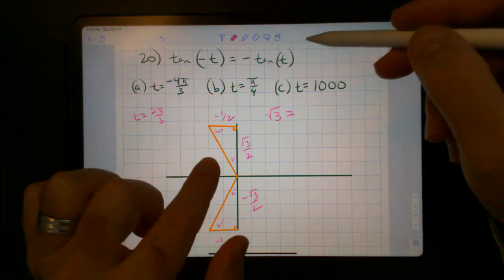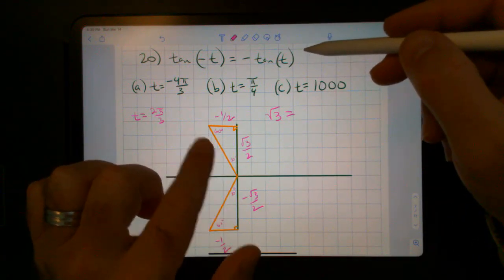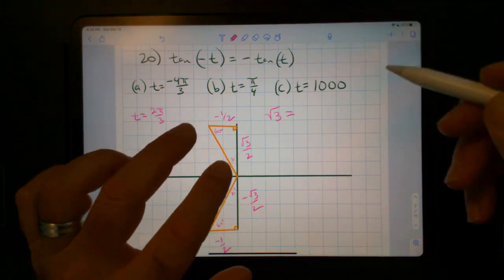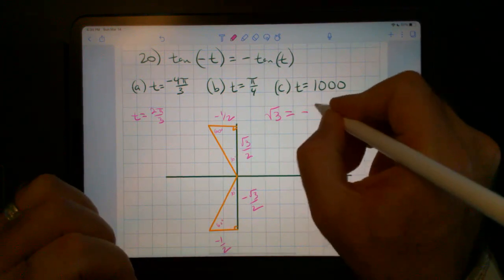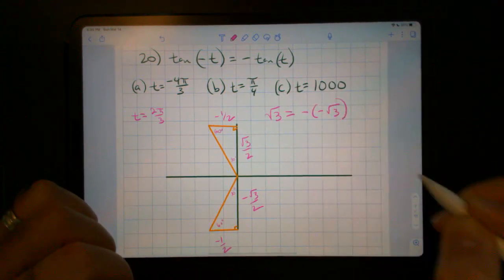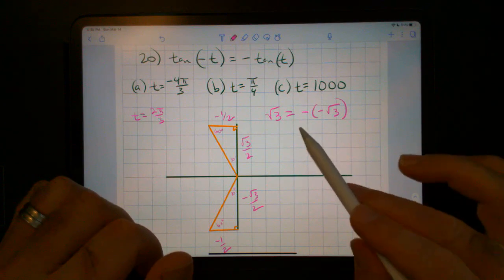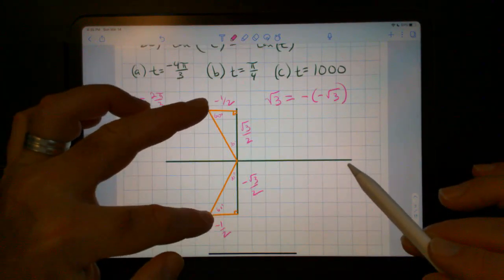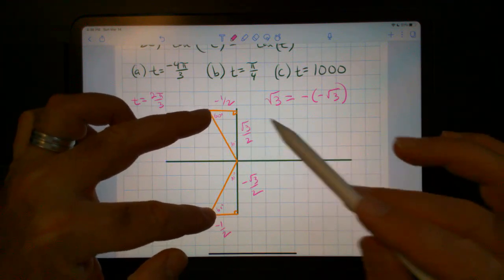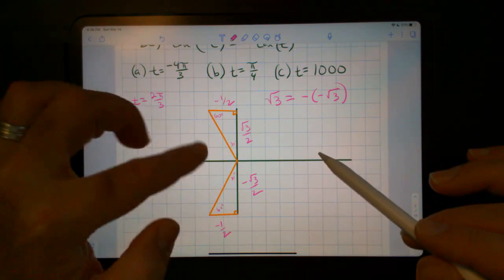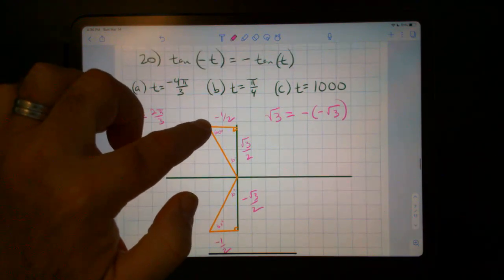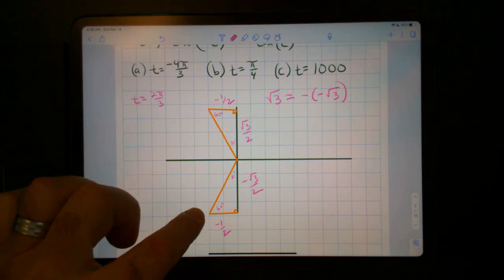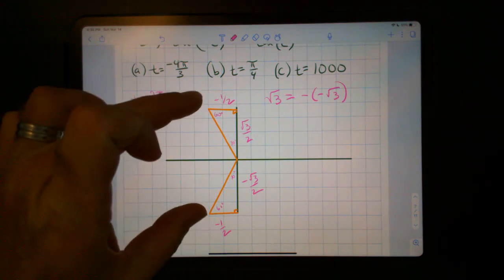And negative tangent of 120 degrees is going to be radical 3, but a negative radical 3. Negative times a negative is a positive. Maybe you can see this point here is your sine over your cosine. And so whether it's this point where you have negative sine over cosine, or you have this point where it's positive sine over cosine, the end result will be the same.